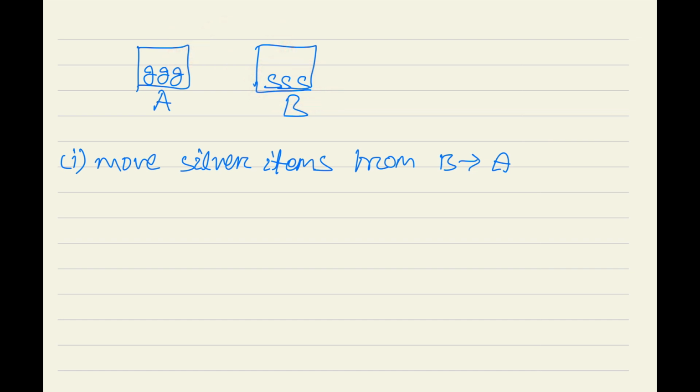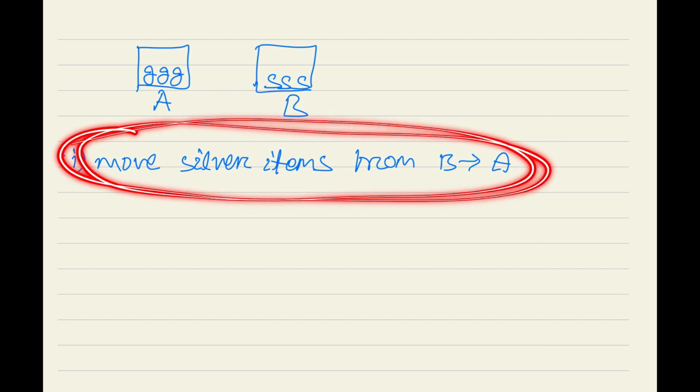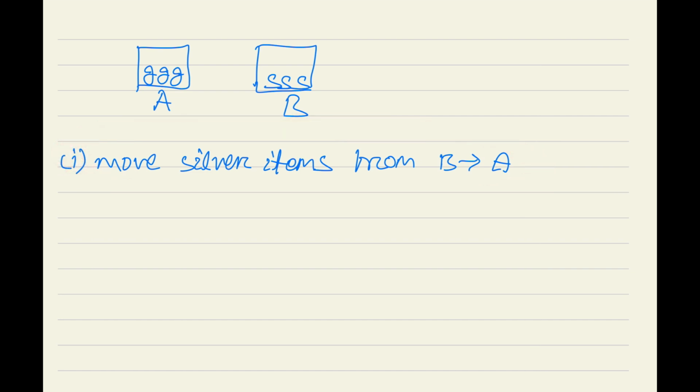If I move the silver items that are stored in box B to box A, in the next step what is going to happen? After completion of this first step, this box A is going to contain both gold and silver items. Like this.